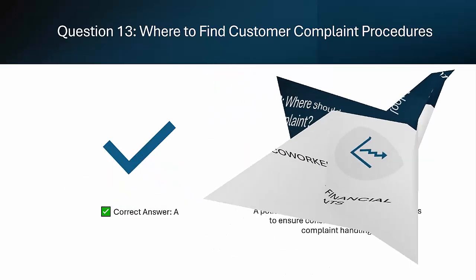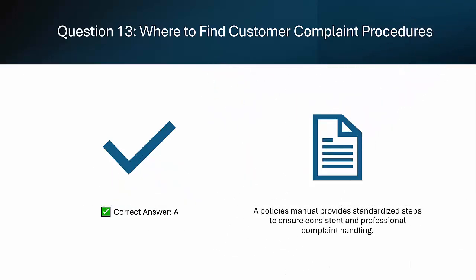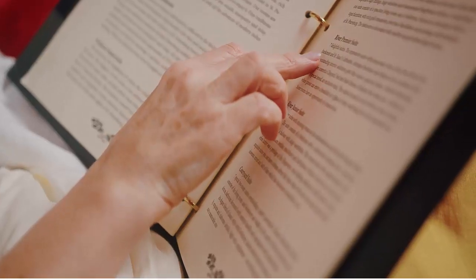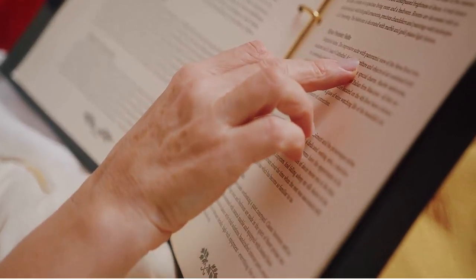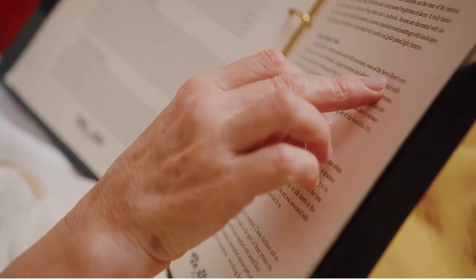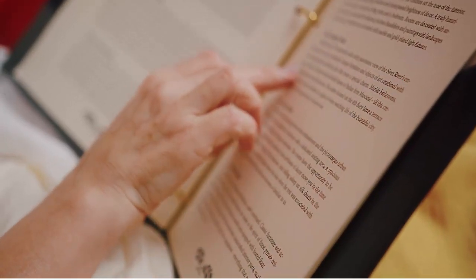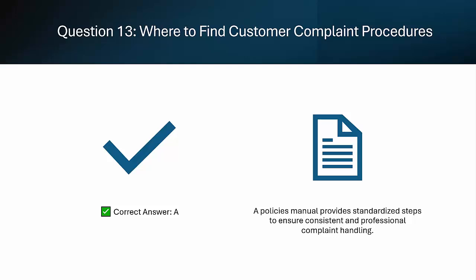Correct answer A. Policies and Procedures Manual. Why? The Policies and Procedures Manual is the official reference guide for employees. It contains clear, standardized steps to follow for handling tasks like customer complaints. Option A is correct. This manual ensures that all employees handle complaints the same way, maintaining quality and professionalism.